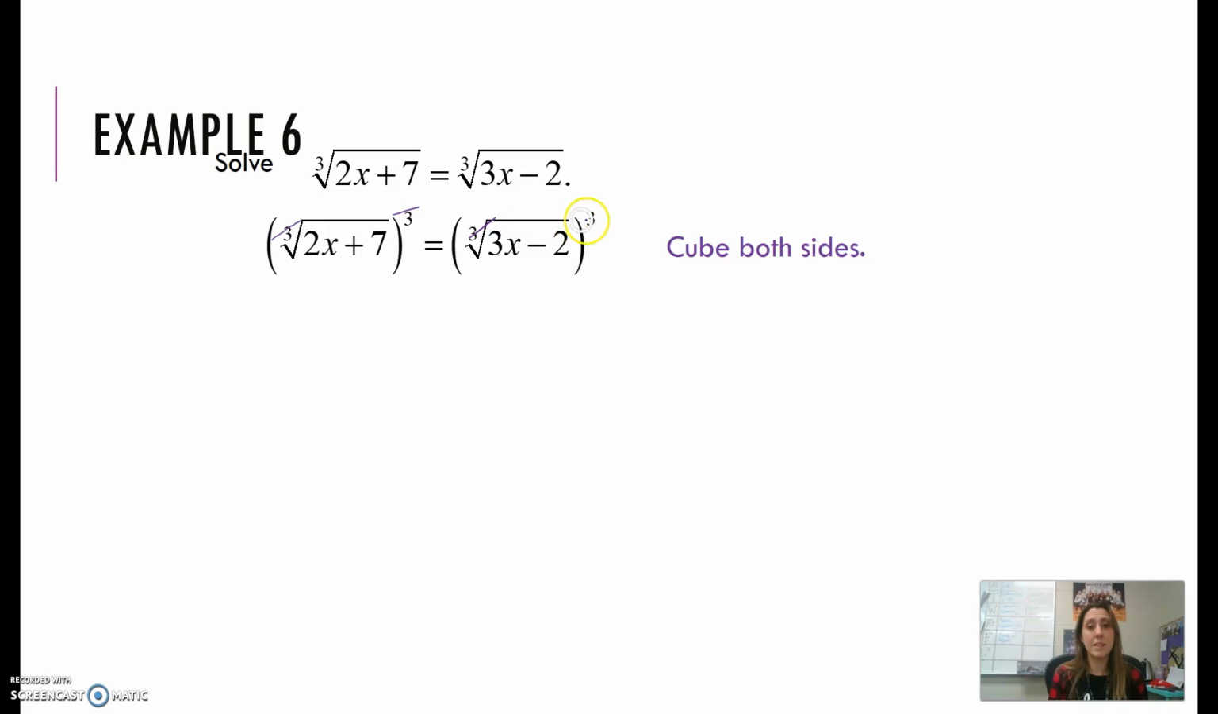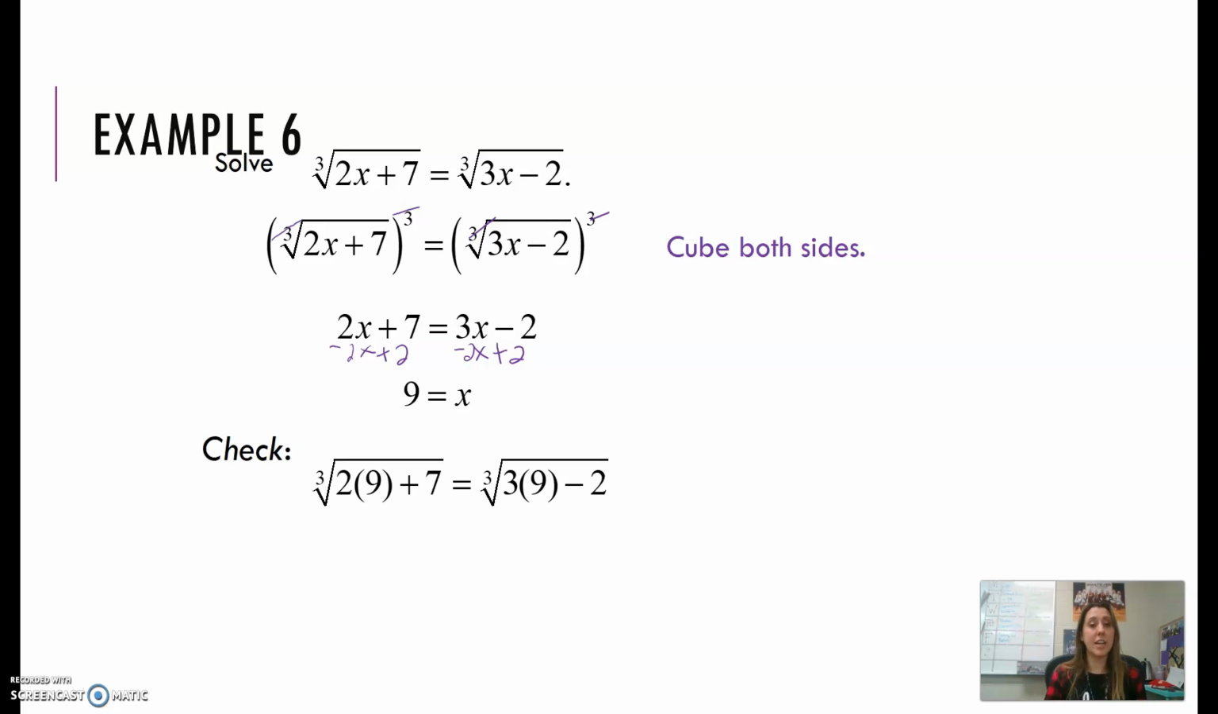That undoes that. So I end up with 2 linears. Okay, linear, so that means that the degree is 1 right here. So I want to get all my x's on one side and all my numbers on the other. If I do that, I would subtract 2x from this side, and I would add 2 to both sides. And that gives me 9 is equal to x.